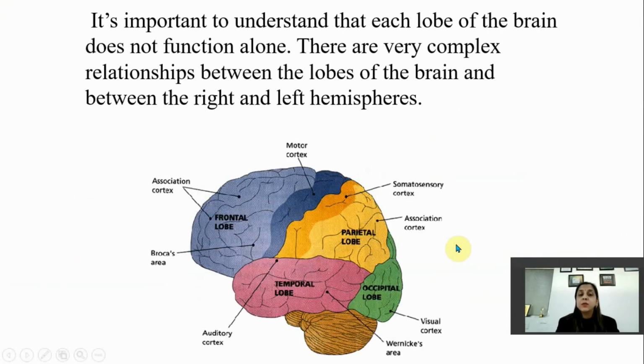So next we come to how they function and why they are important to understand. Why? Because each lobe of the brain does not function alone. They function simultaneously and make a relationship between the lobes of the brain, between the right and the left cerebral hemisphere. As shown in the diagram, there are different lobes separated by different sulci, that is the central sulcus and the lateral sulcus. And we have different areas in the specific lobes. So we will discuss those areas, known as the Brodmann areas, one by one.